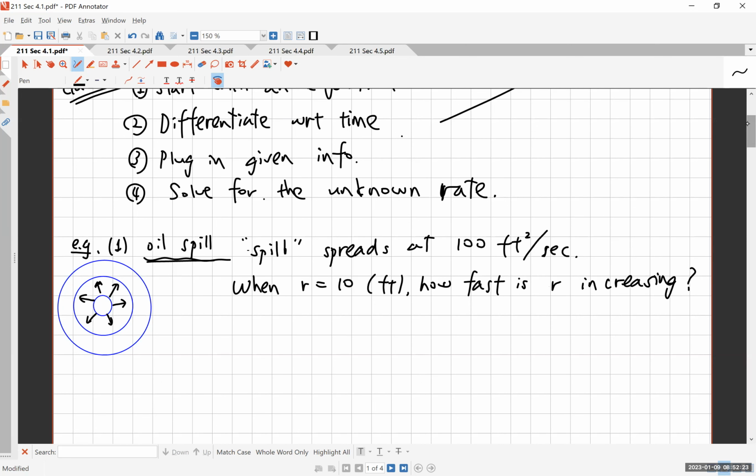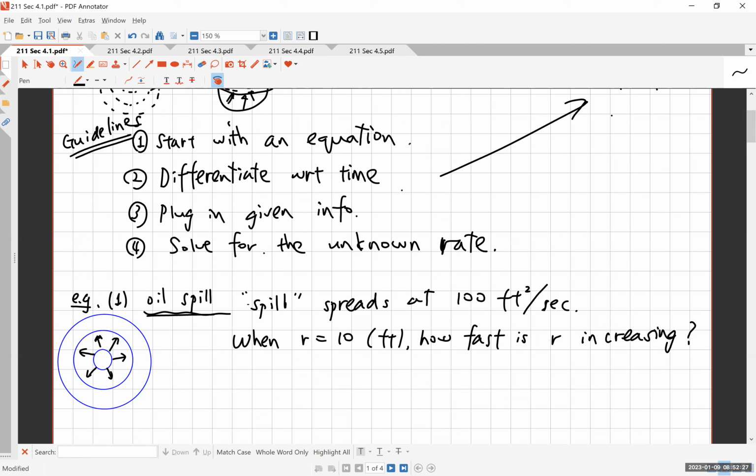All right, so let me look back at the guideline. First, we want to come up with an equation. All right. So take a look at this. We have the spread at 100 square feet per second. This is a statement about the area, right? So let's call the area A sub t. And the area is increasing at 100 square feet per second.